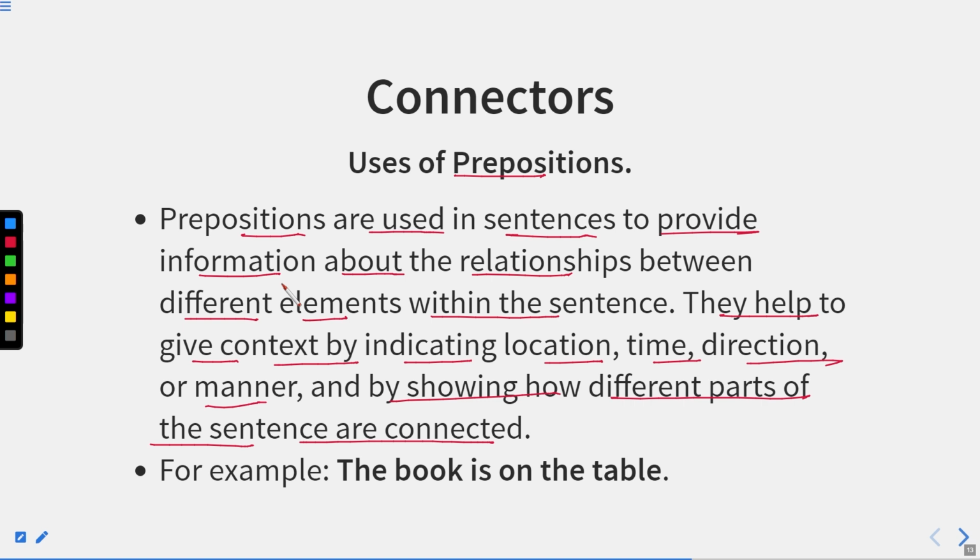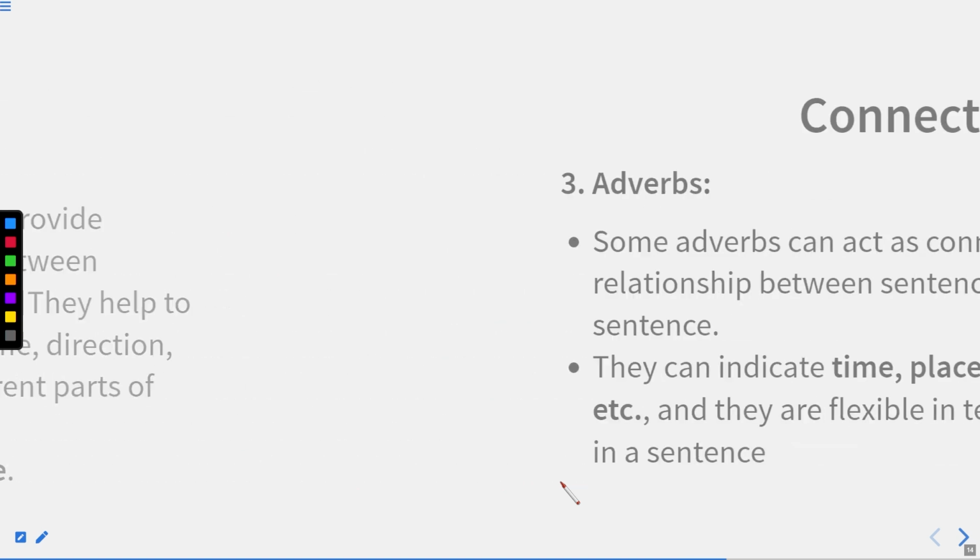And the relationships between different elements within the sentence. We are talking about the book and its position, that it is on the table. If we want to see the book, we can see it on the table, or it is lying on the table. So what is the relationship between book and table? Obviously the book is the object which has been kept on the table. They help to give context by indicating location, time, direction, or manner, and by showing how different parts of the sentence are connected. So here, the book is connected with the table with the help of "on". This is how the different parts of this single sentence are connected with one another.